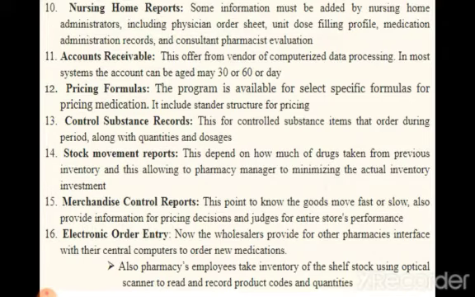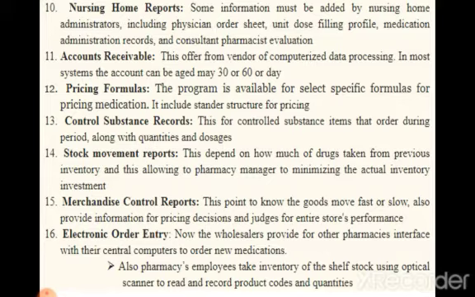10th one, nursing home reports. Some information must be added by nursing home administrators, including physician order sheet, unit dose filling profile, medication administration records, and consultant pharmacy evaluation. And the 11th one is accounts receivable. These are offered by vendors of computerized data processing. In most systems, the account can be aged by 30 or 60 days.